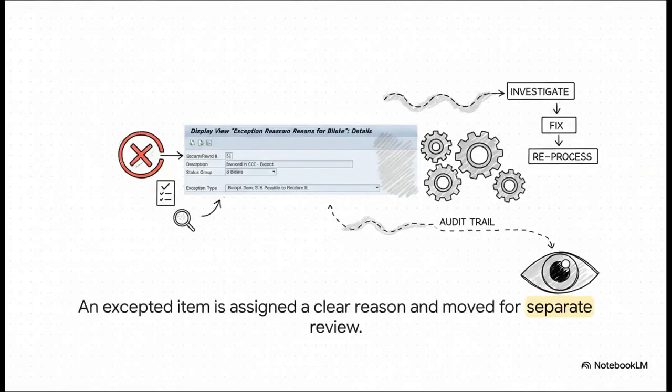And this is what happens when an item fails. It's not just deleted or ignored. No, it's formally flagged with a very specific reason code. You can see one here, invoiced in ECC, accept. This creates a perfect, crystal clear audit trail for an operations team to come in, investigate, fix the root problem, and then reprocess the data correctly.